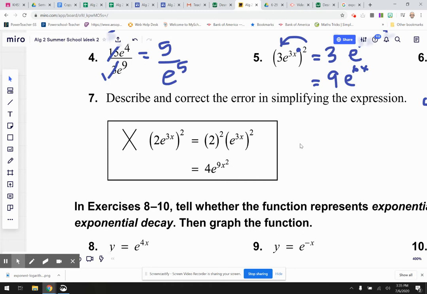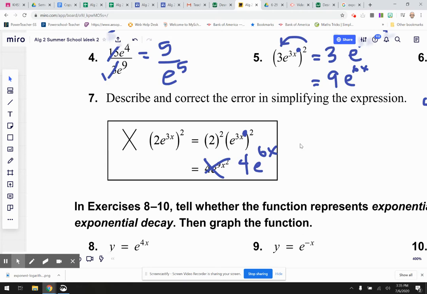So what you should do there is put a dot right in the middle there and change this to a 4e to the 6x. Now it would be correct.